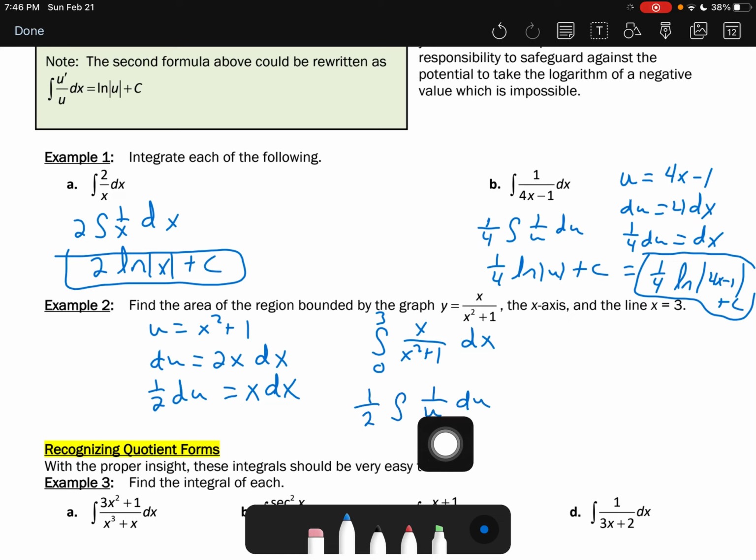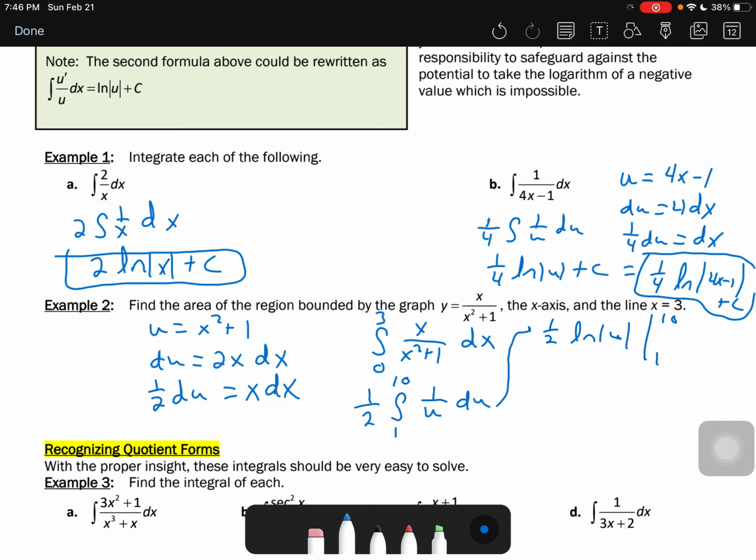And now remember, there's more than one way you can do this. If I leave it in terms of u, then we would have to change the x values, the 0 and the 3, right? So if x is 0, then u would be 1, because I plug it in here, 0 squared plus 1. And if x is 3, 3 squared plus 1, that would be 10, right? And now when I do my antiderivative of this, it'll be 1/2 ln of the absolute value of u, and that's going to be evaluated from 1 to 10 if I leave it in terms of u.